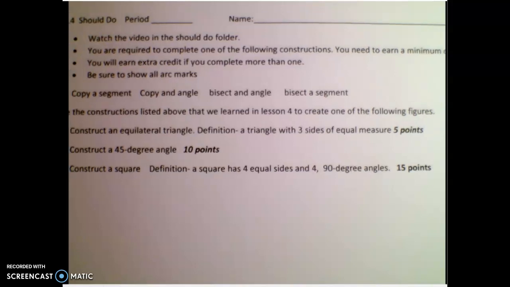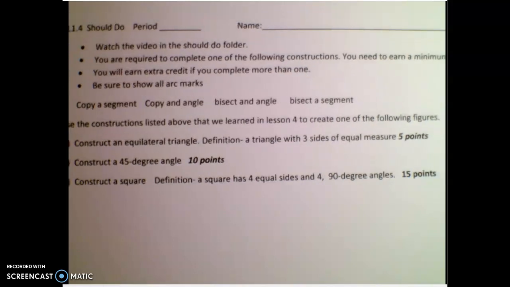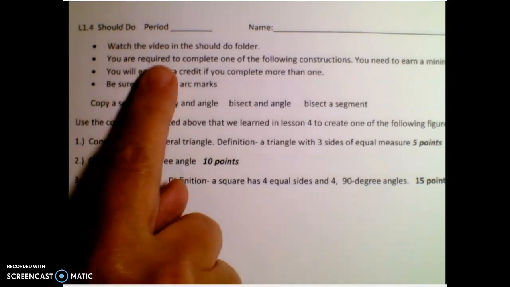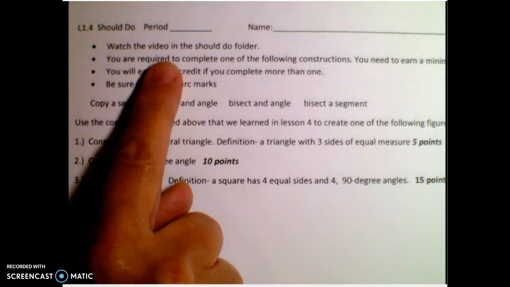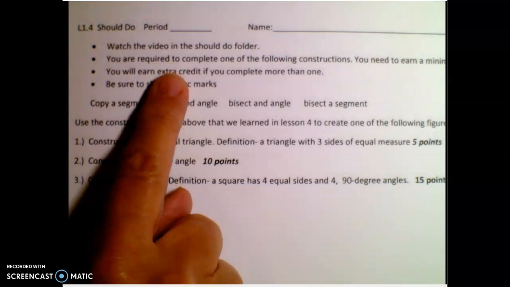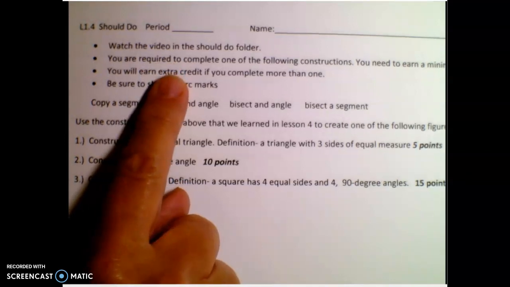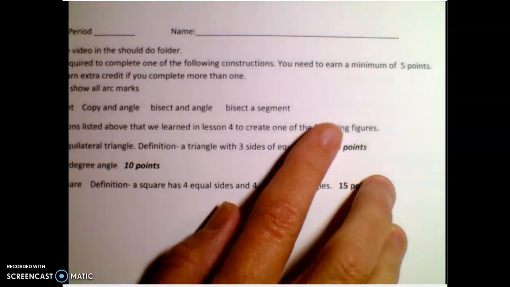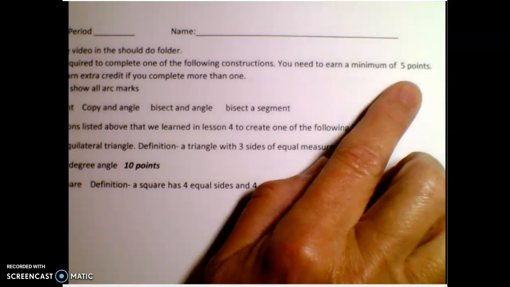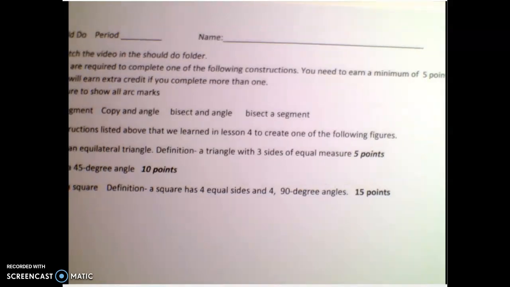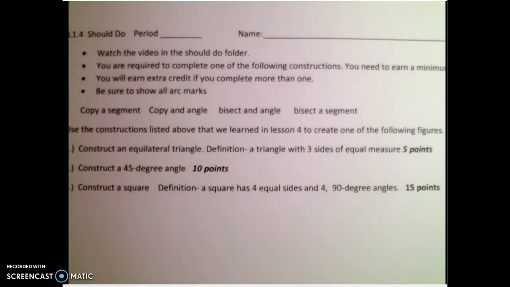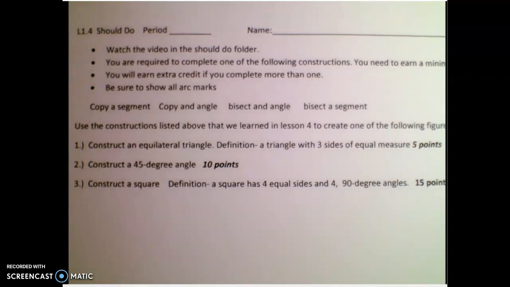Welcome to the Should Do for Lesson 1.4, and this is constructions. So if you look at the handout that you were given, it says you should watch this video. You're required to complete one of the following constructions. You need to earn a minimum of 5 points. So doing one construction will earn you 5 points. But you may earn extra credit if you complete more than one. Be sure to show all arc marks.